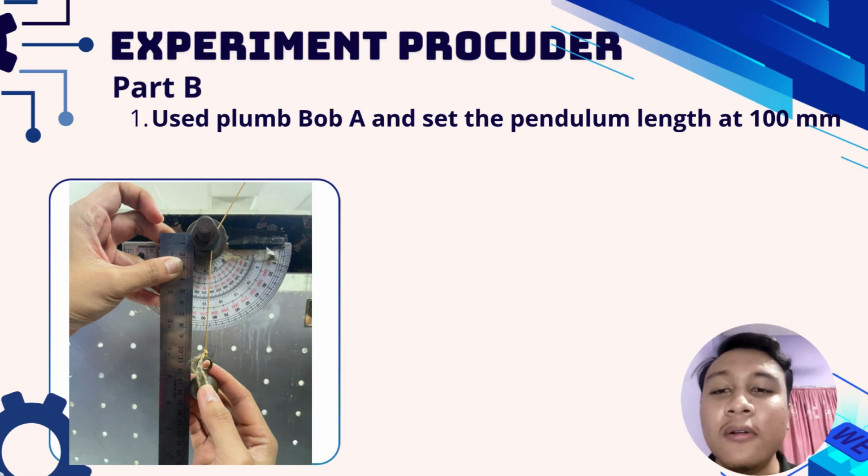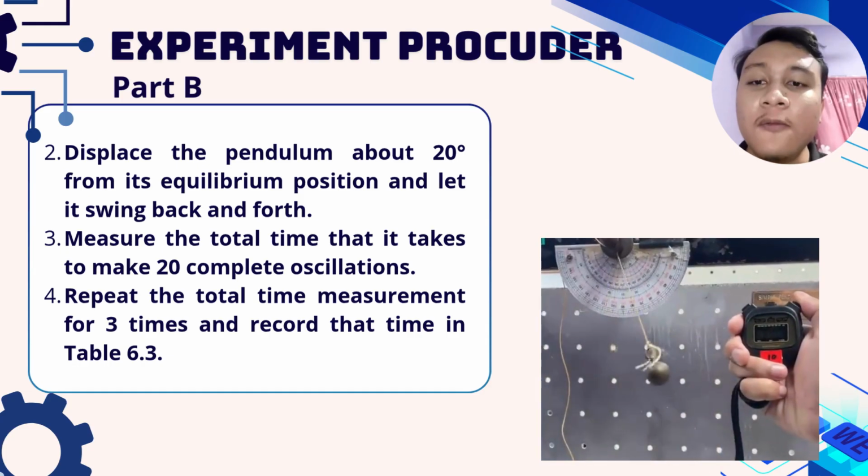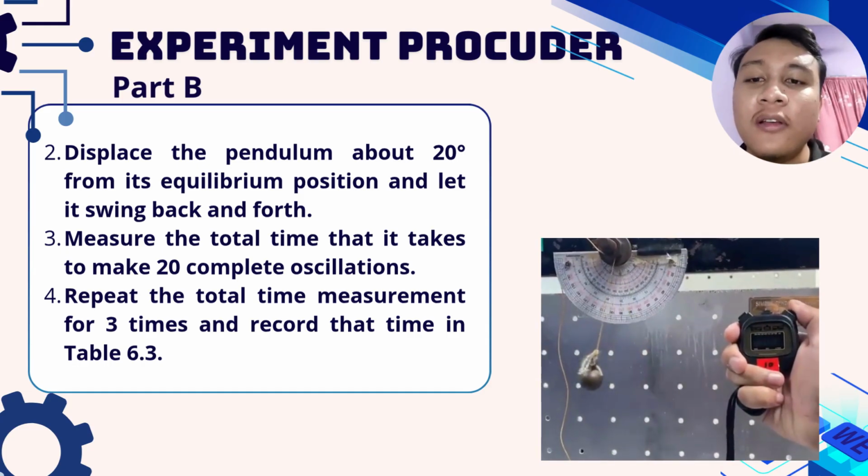So let's go to the next part of the Simple Pendulum Lab, which is part B. The first procedure for part B is to use plumb bob A, which is the smallest plumb bob, and set the pendulum length at 100 millimeters or 10 centimeters. And then we go to the next procedure.